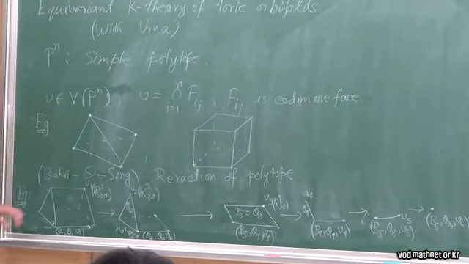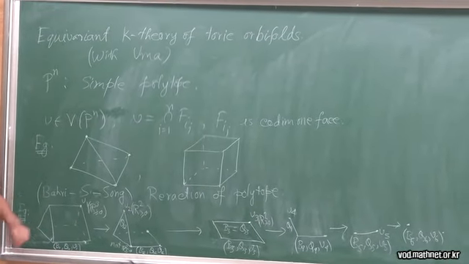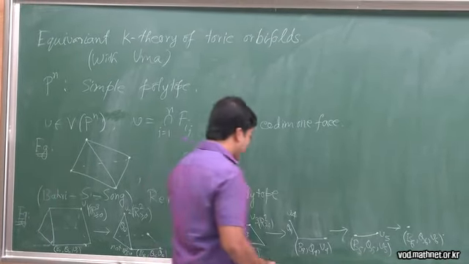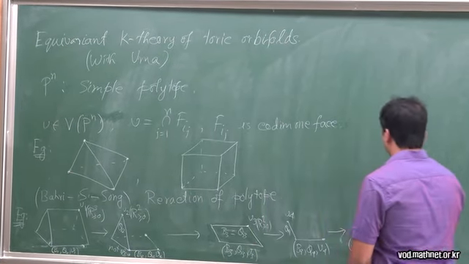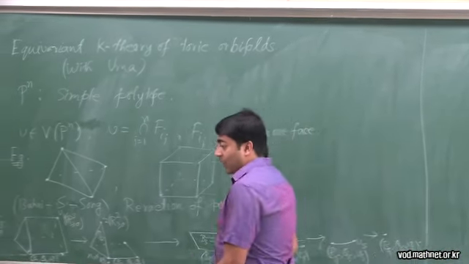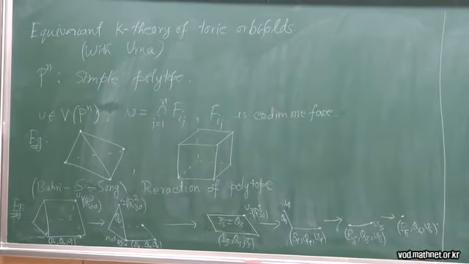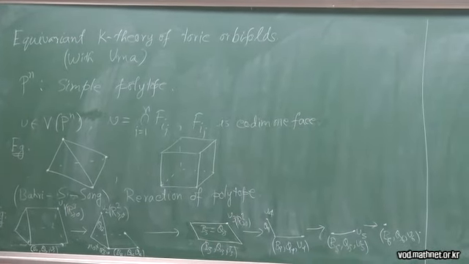So we say retraction of polytope, not in the sense of basic topology we do, but what it does is it preserves some face structure. So that is important to our construction. Okay, now we need to define what should be a toric orbifold.